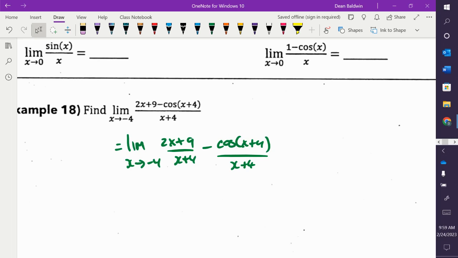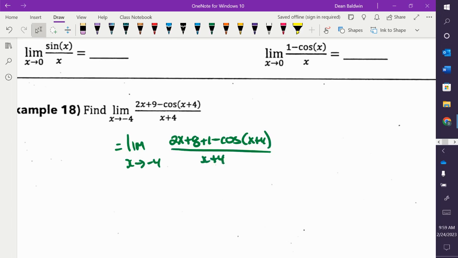So you rewrite it like this. I'm going to erase this, and rewrite it as 2x plus 8 plus 1 minus cos x plus 4 over x plus 4. All I did is rewrite the 9 as 8 plus 1. That's legitimate, right? I can write the 9 as 1 plus 1 plus 1, I can do it 9 times. But I only need 1.